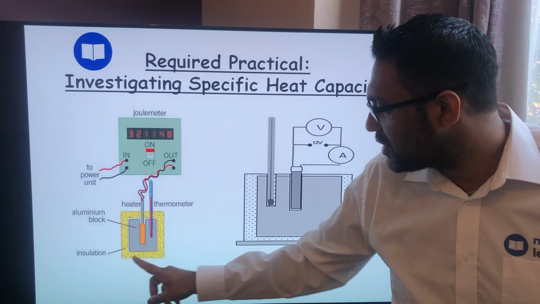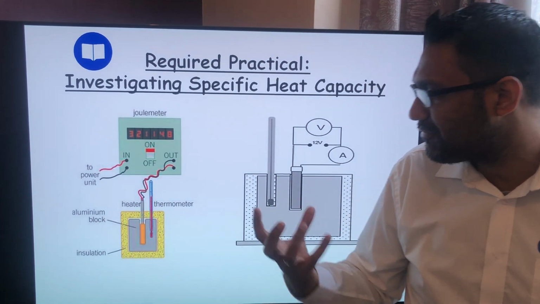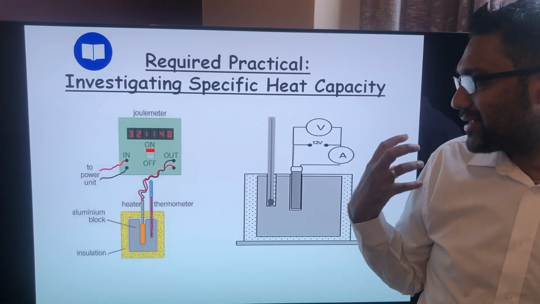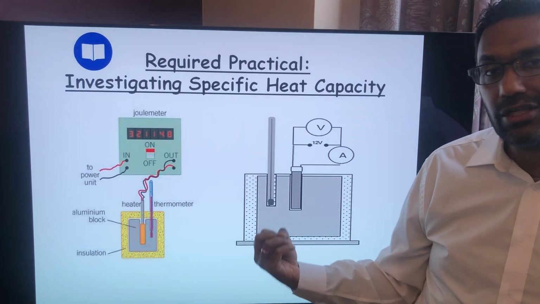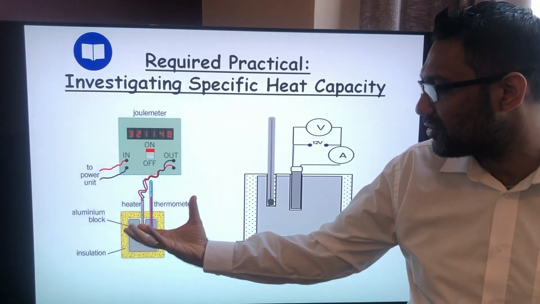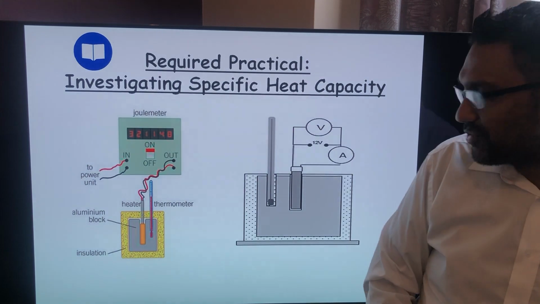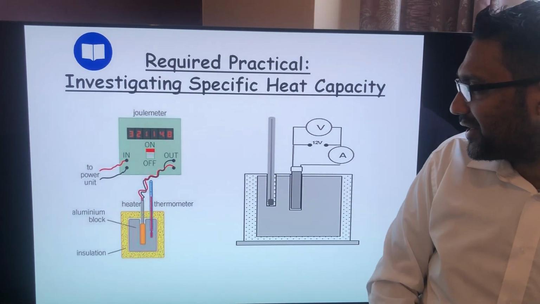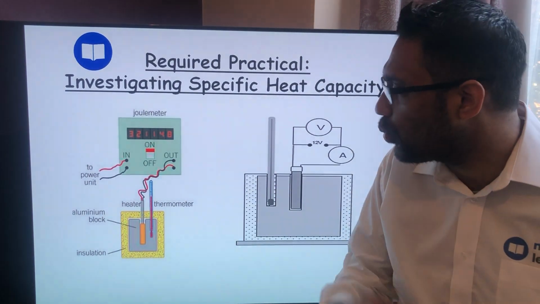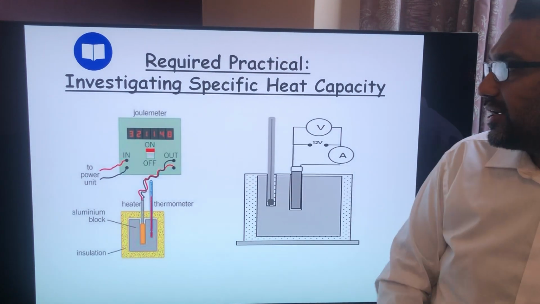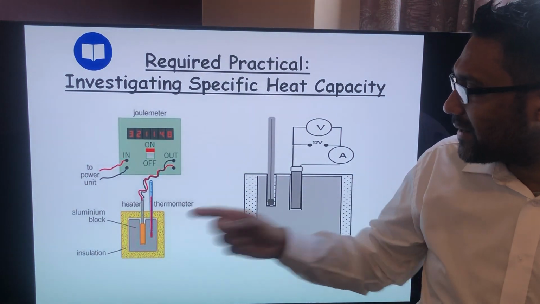And this block is surrounded by foam or some kind of cloth as insulation to reduce any heat loss, because if you're heating it up there'll be heat losses as it dissipates to its surroundings. So you can see it's completely surrounded and covered to reduce any heat losses, because you're warming it up and you're trying to take an accurate temperature reading. Now you can take a temperature reading.